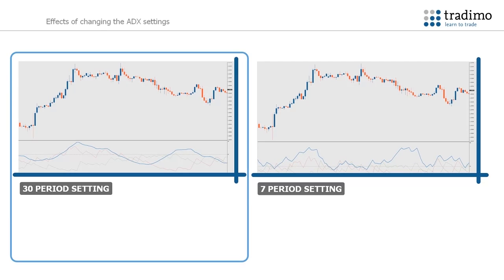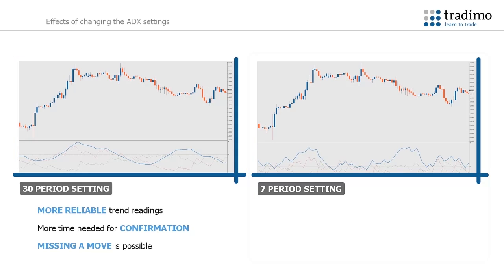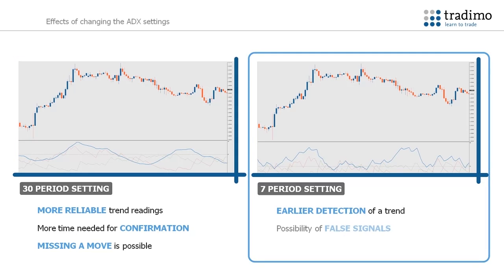A trader can find an advantage to using a higher setting, as it will result in more reliable trend readings. However, it will take longer for the indicator to confirm a trend is underway, increasing the chance of missing a substantial move. On the other hand, using a lower period setting will result in trends being detected earlier on. However, there is a chance of the indicator giving more false signals.